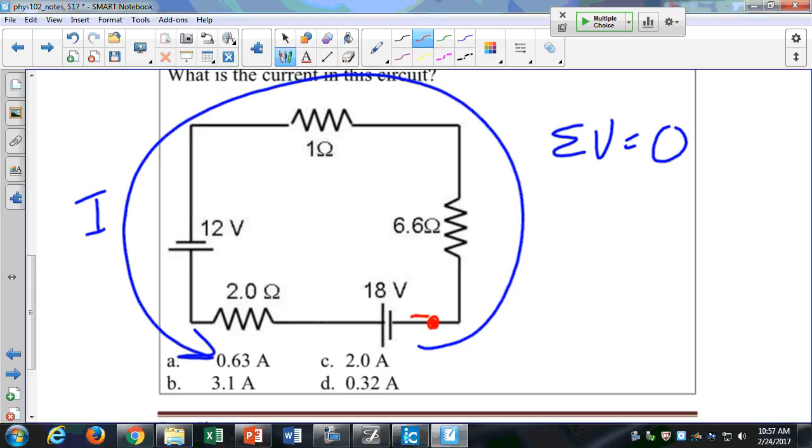I'm going to go through this way. I'm going to start right there. I'm going to go through. I'm going to ask myself at each element, is this a positive or a negative change in potential? The 18 volts, that should be positive or negative? Right, because I'm going up the slide. It's like the chain pulling me up on the roller coaster.